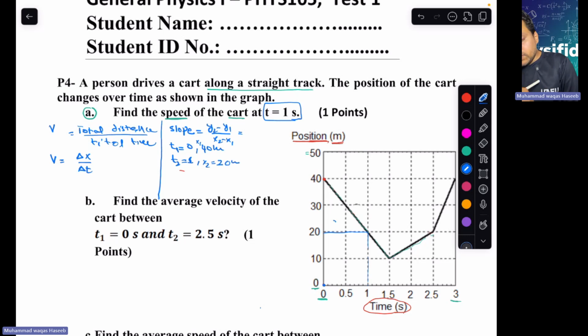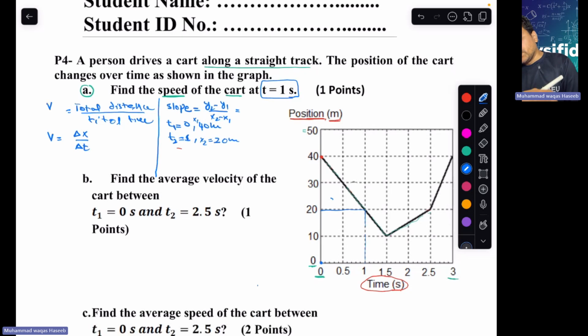Very good. So now we're going to take a slope. The slope will give you the velocity. The slope of the position-time graph gives you the velocity. So what is the velocity in that case? Velocity is x2 minus x1 divided by t2 minus t1. What is your x2? It's 20. And what is your x1? This is 40.